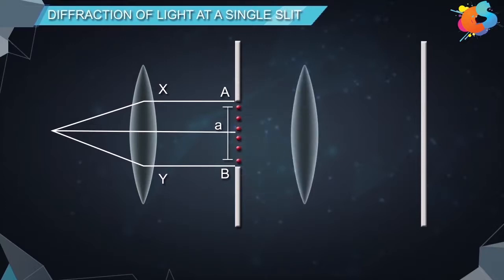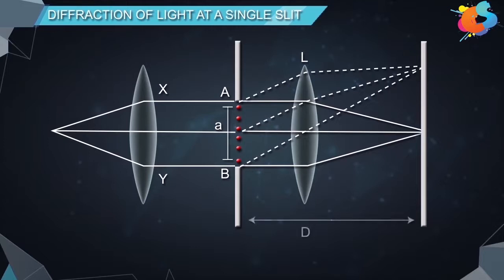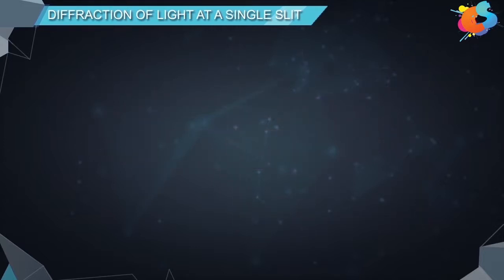With the help of a convex lens L, all these waves are focused onto a screen placed at a distance d from the slit. A diffraction pattern is obtained on the screen, and the pattern consists of alternate bright and dark bands of decreasing intensity on either side of the central maximum. Now, let's calculate what causes these bands.